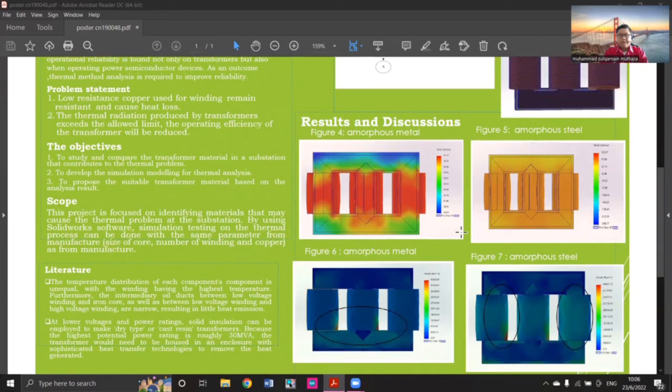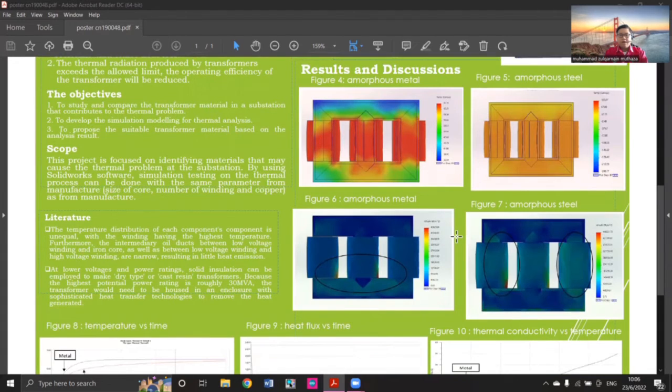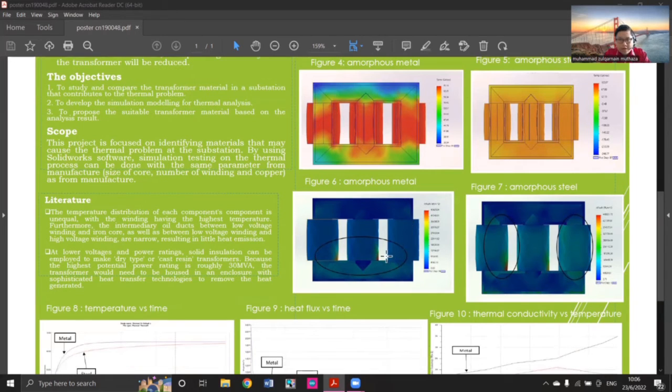Okay, on figure 6 and figure 7 we can see the heat flux. Heat flux determines how the energy of the winding flows to the surface. As you can see, I already circled the area that starts the thermal heat. The metal starts from the middle of the leg, but the steel only starts changing to light blue on the left and right limbs of the core.